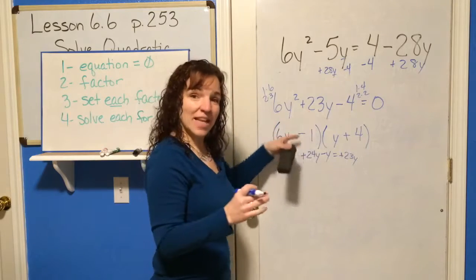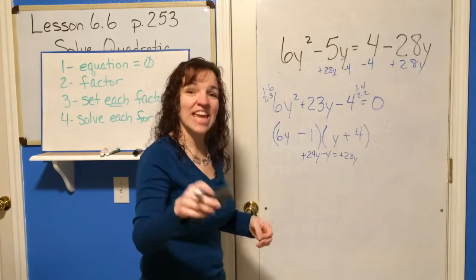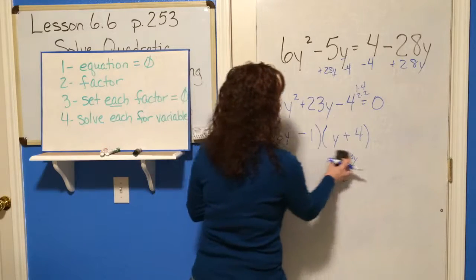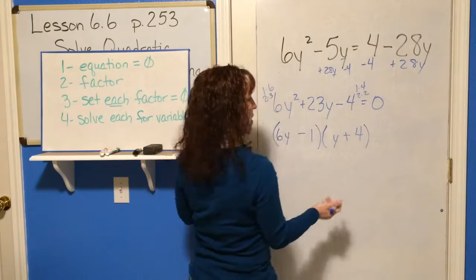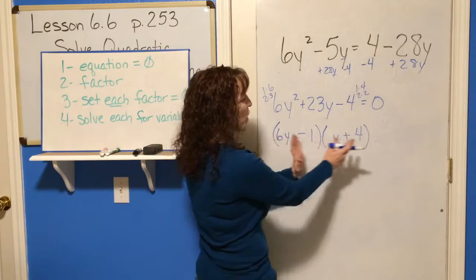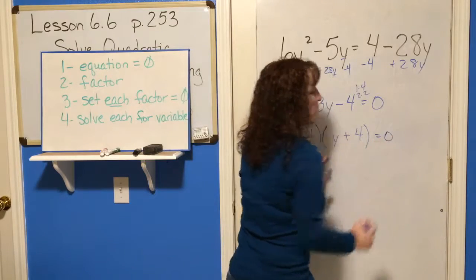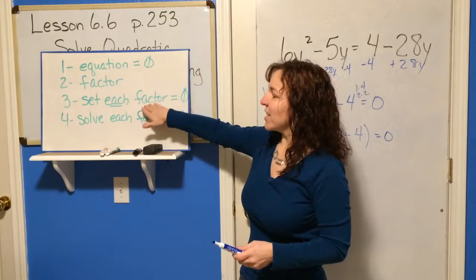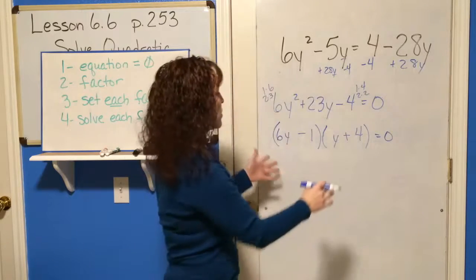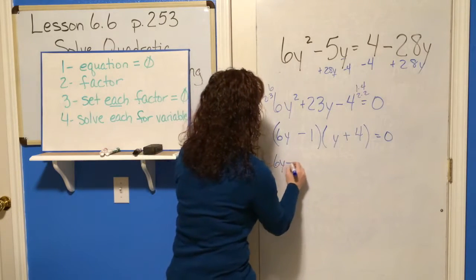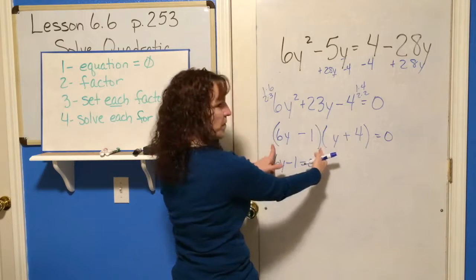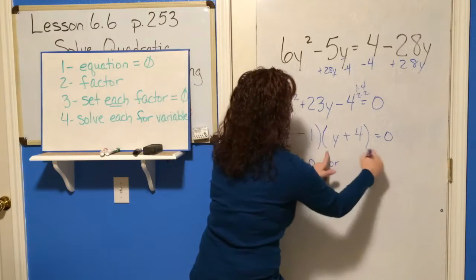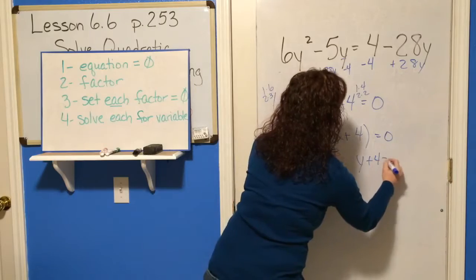So this step takes a little bit of time. You're going to have to take the time to do it and find the right combination, or you're not going to end up with the right answer. So now 6y minus 1 times y plus 4 equals 0. So we did the first part. We set it equal to 0. We factored. Now step 3, set each factor equal to 0. So 6y minus 1 equals 0, or y plus 4 equals 0.